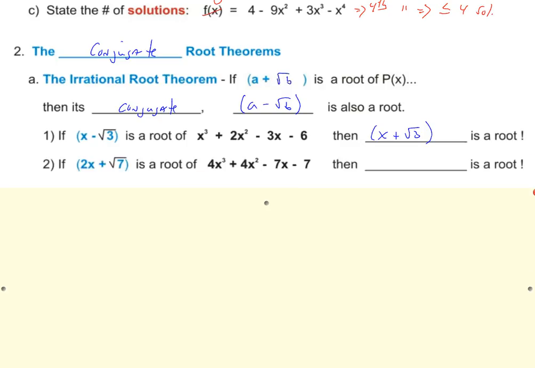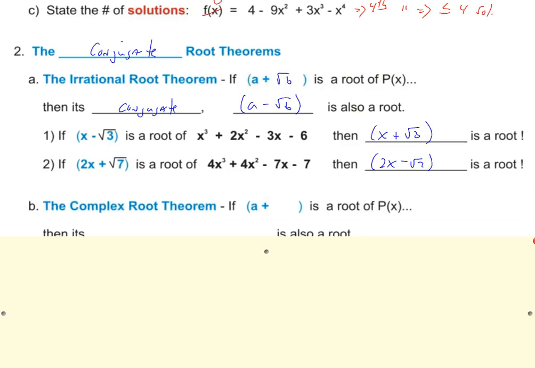And therefore, if 2x plus the square root of 7 is a root, then obviously the other one is 2x minus the square root of 7. And it doesn't matter, the front term could even be negative if you wanted. You just always change the sign in the middle. And again, these form a difference of two squares. So that is the conjugate root theorem.